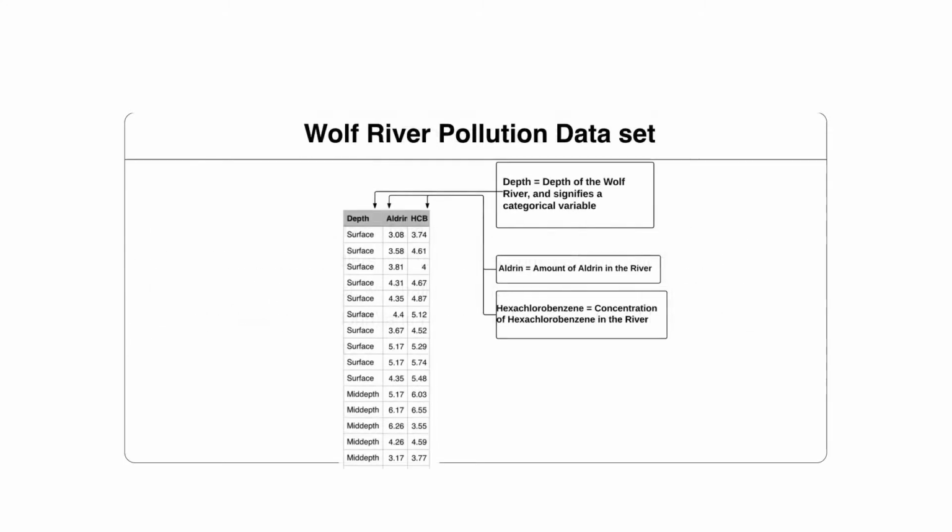To give you a sense, here is the Wolf River pollution data set. We're only going to consider two pollutants, aldrin and hexachlorobenzene. You see that the first variable is the depth in which they occur. We are not going to take that into consideration. In this analysis, we are going to model the variability of hexachlorobenzene with aldrin. It may or may not be too meaningful, but at least it gives us a sense of running a simple linear regression for many of the things that we would like to follow here. Okay.